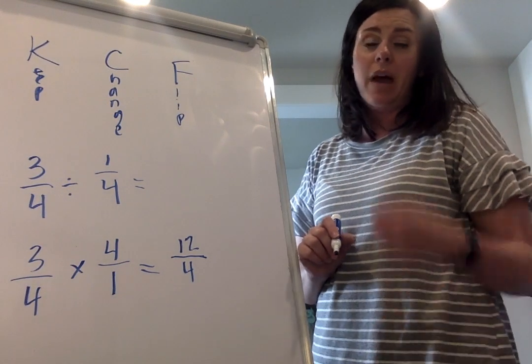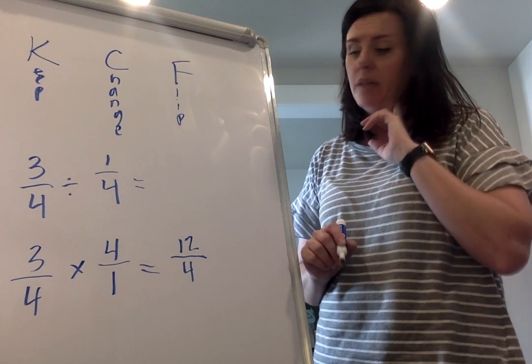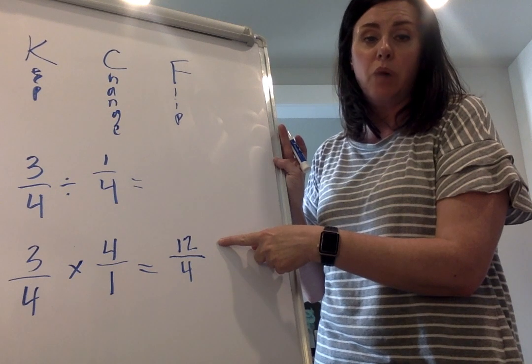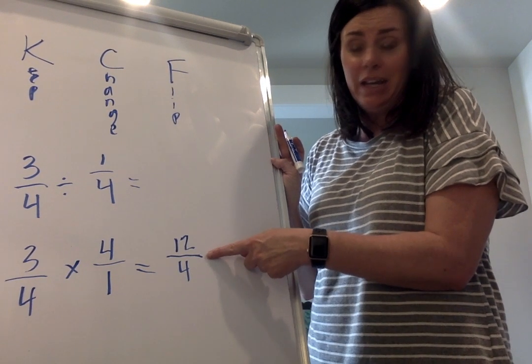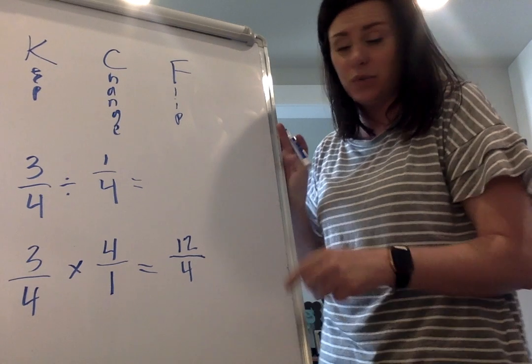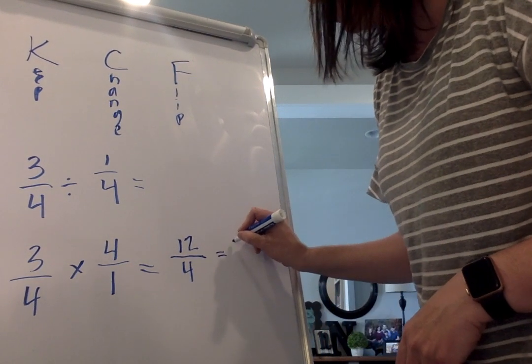12/4. Well, we do have to reduce this, right? We definitely have to reduce because this is an improper fraction. And we actually know that 12 divided by 4 is 3. So this reduces to 3.